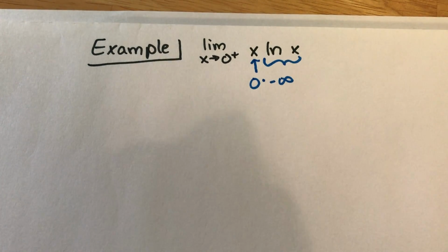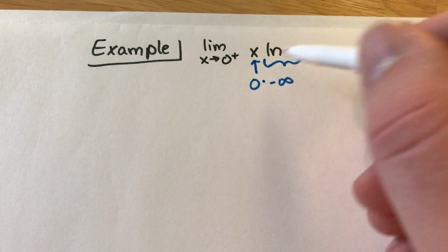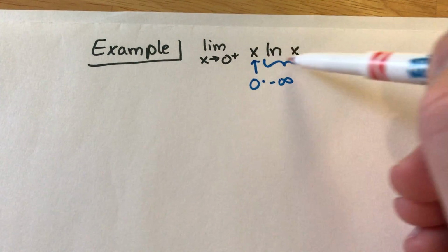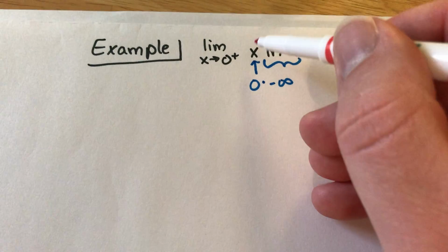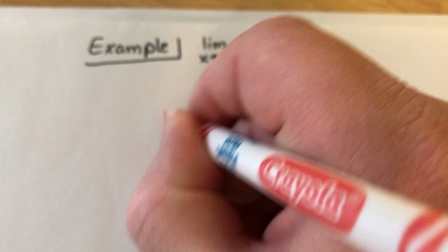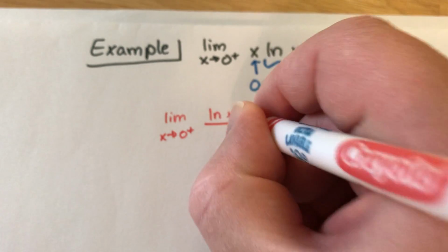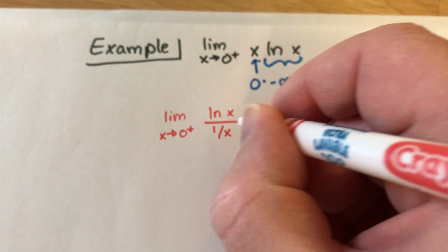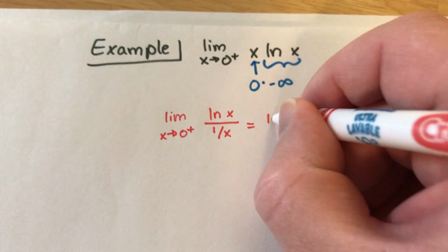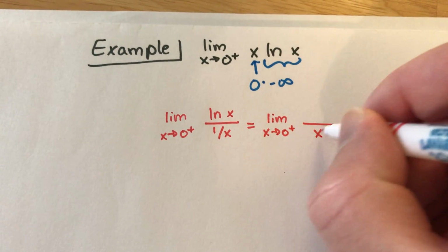So what I'm going to do is try to turn one of these into a denominator, into a fraction. If I think about it, the natural log of x is not going to easily turn into a fraction. However, just x by itself would work out nicely. So I'm going to rewrite it as the limit as x goes to 0 from the right of the natural log of x divided by 1 over x. I'm also going to rewrite that 1 over x as x to the negative 1, just to make my life easier when I go to take the derivative.